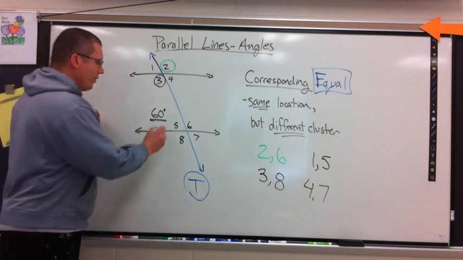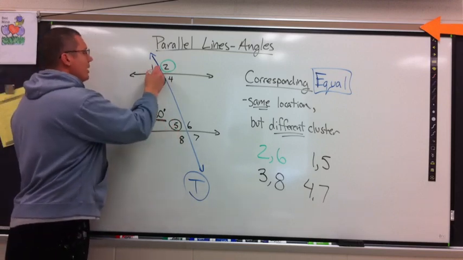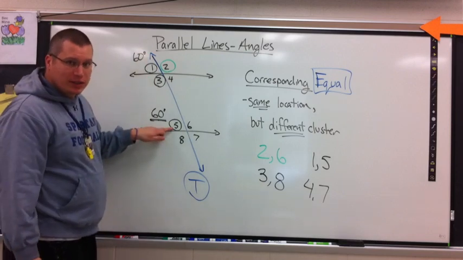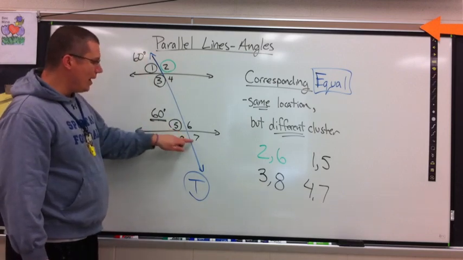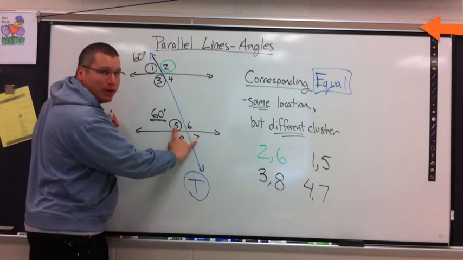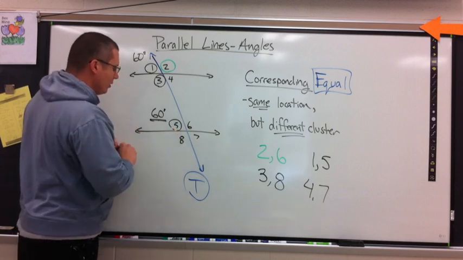Well, what corresponds with 5? Angle 1 does. That means angle 1 is 60 degrees. Tell me a different angle that's worth 60 degrees. What about angle 7? Because angle 5 and 7 are what type of angles? They're back to back, which means they are vertical.